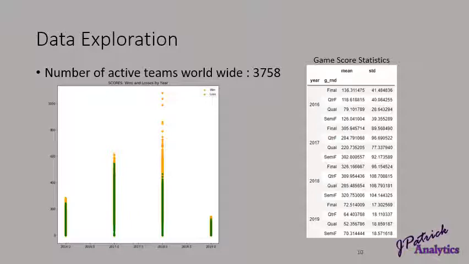I also looked at the means and the standard deviation for the scores, and I calculated these for each year, and I separated them into the rounds that were being played. This is important to understand since as the matches go from qualifying to finals, the mean scores increase for each round. This helps set expectations as the teams go into final rounds and will be selecting alliance partners.